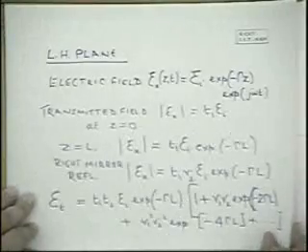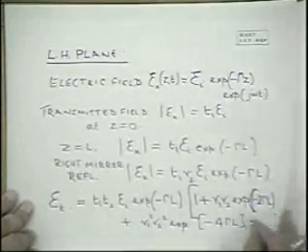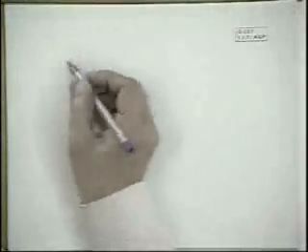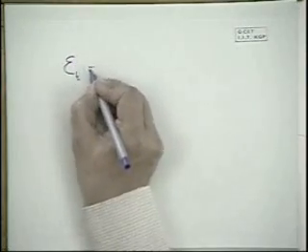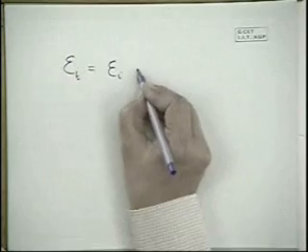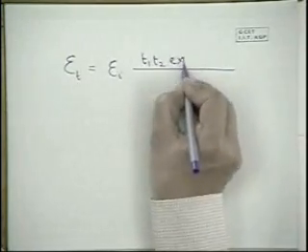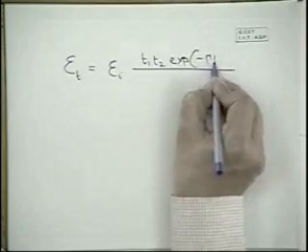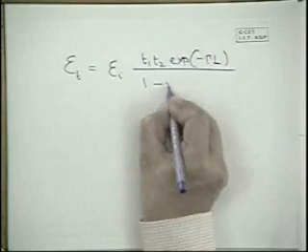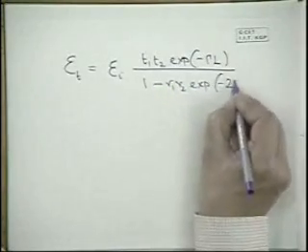So the overall transmitted intensity will be given by this series, and if you look at the series, you can see that it can be summed up. ET is just EI times, in the numerator, T1 T2 exponential minus gamma L. It's a geometric progression, so the denominator will be 1 minus R1 R2 exponential minus twice gamma L.